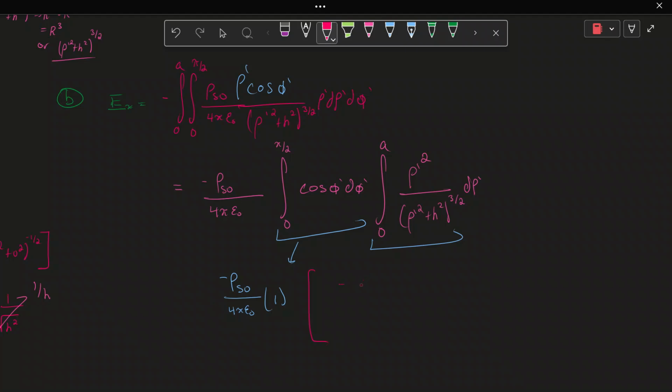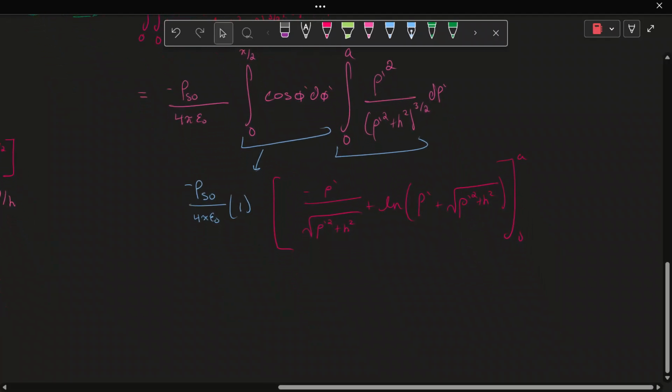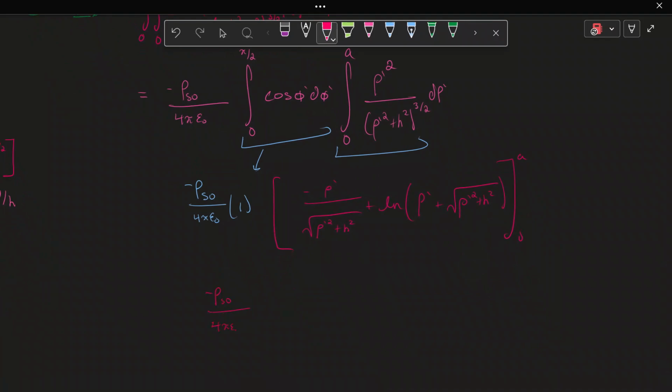Negative rho prime divided by the square root of rho prime squared plus h squared, plus natural log of rho prime plus the square root of rho prime squared plus h squared, all evaluated from 0 to a. So for every rho prime, you're going to plug in a. So now we have negative s naught over 4 pi epsilon naught, negative a over the square root of a squared plus h squared, plus natural log of a plus the square root of a squared plus h squared.